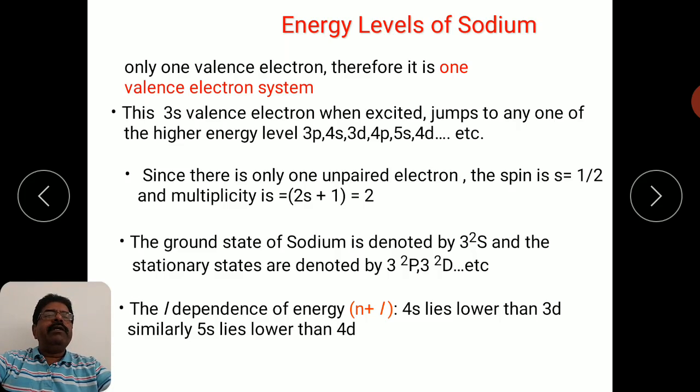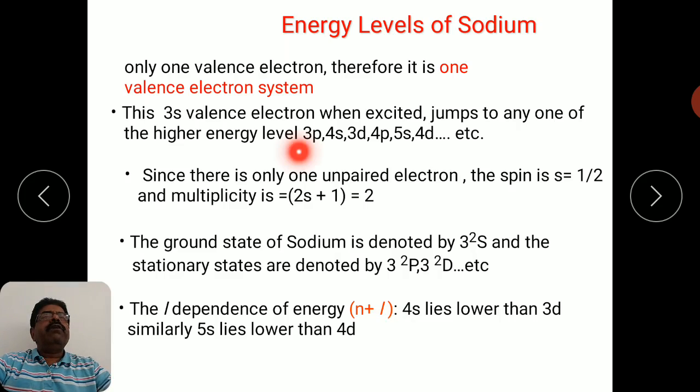Now the L dependence of energy is very important, and first of all I just want to point out here. L, you know that this particular second quantum number, orbital quantum number L, also defines the energy of the particular electron. So both N and L are important here. Quantum mechanically L is also contributing, or the L dependence of the energy of an electron is equally important here. So for the L dependence of energy, both N and L are considered. So N plus L is considered here.